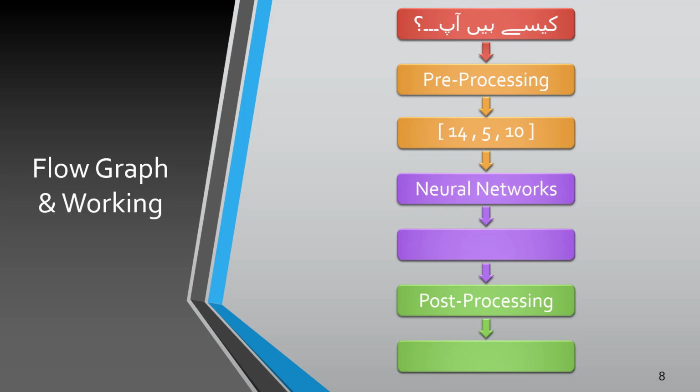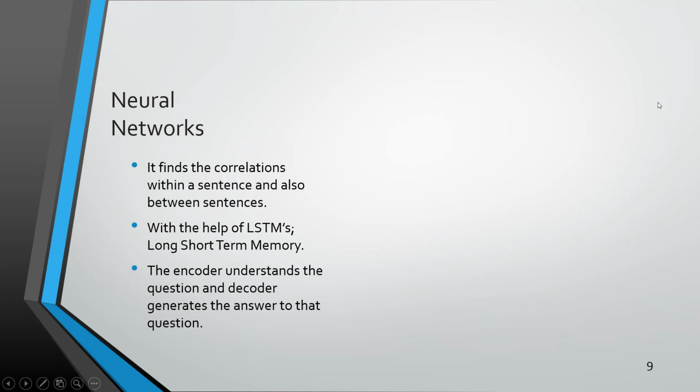Moving forward, as I said, the pre-processing has converted the input questions into a numerical vector. Now this numerical vector will be fed to our neural networks, and the neural networks will generate the answer for that question. How did this happen? Let's look into the neural networks.